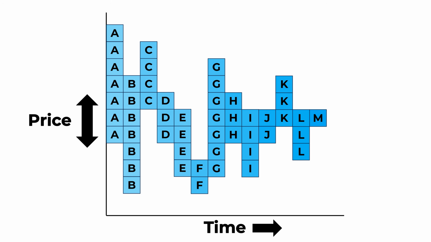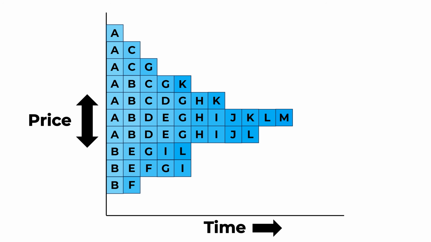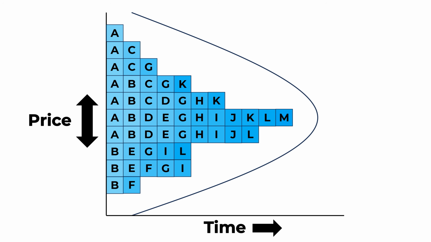To get to the actual market profile, we need to collapse all TPOs to the left, filling all the empty spaces like so. Once we collapse all TPOs to the left, we can notice that the market profile resembles a bell-shaped distribution, also known as a Gaussian distribution. This leads us to the idea of the value area and point of control.